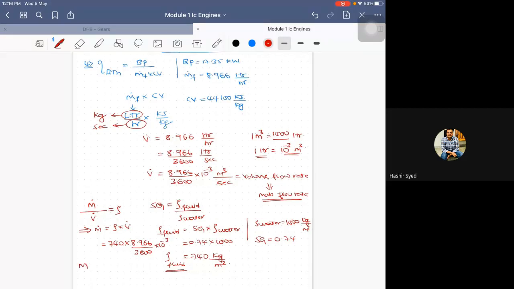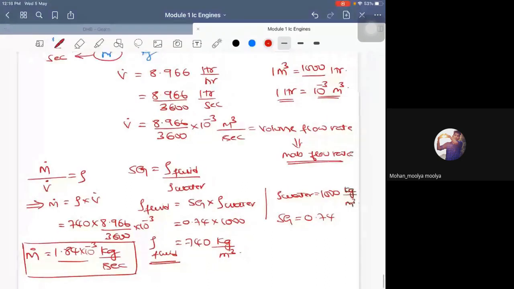So finally, what is the mass flow rate in kgs per second? 1.843 into 10 to the power minus 3. How much? 1.843 into 10 to the power minus 3. 1.84 into 10 to the power of minus 3 kgs per second. Correct. Value is correct. Okay, got it. This is a pretty old problem.